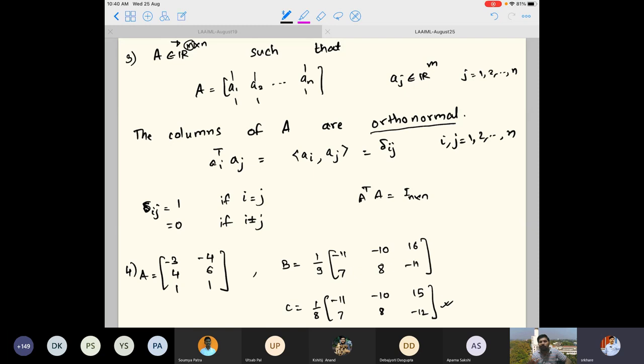Sir, a simple matrix can be calculated. 1 1 0 1 1 minus 1. So this is your C. Then what happens? If I multiply, you get identity.